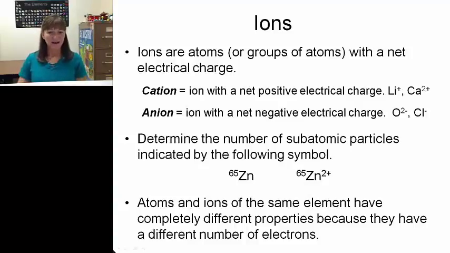Atoms and ions of the same element have completely different properties because they have a different number of electrons. This is a zinc atom. This is a zinc ion. We know that because this zinc has a charge in the upper right-hand corner. When you do not see a charge in the upper right-hand corner, that means we're talking about neutral zinc. They both have totally different properties, so it's really important that if you're trying to convey zinc ion to me, that is different than a zinc atom.